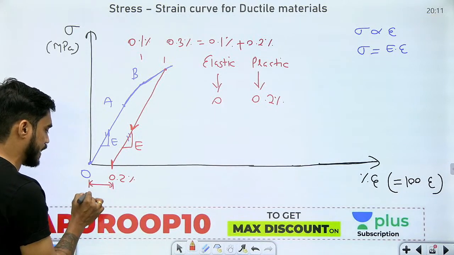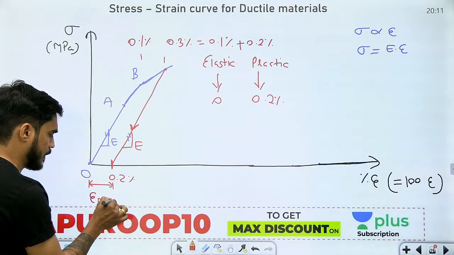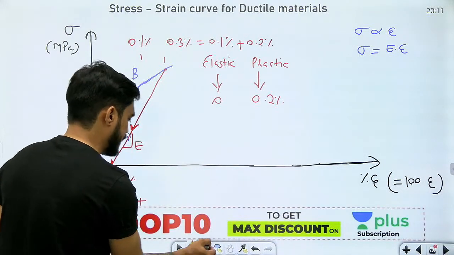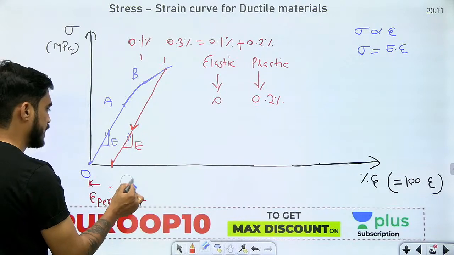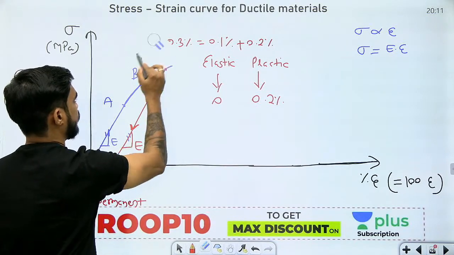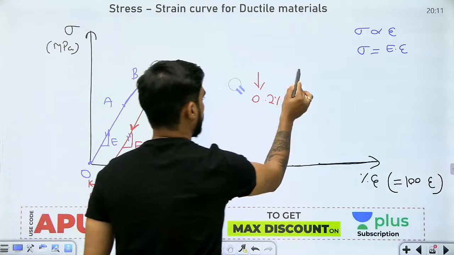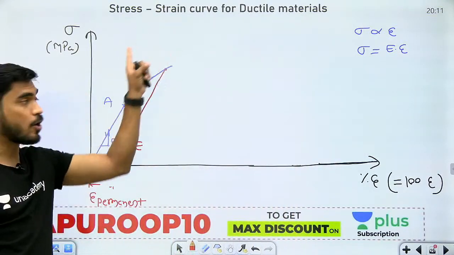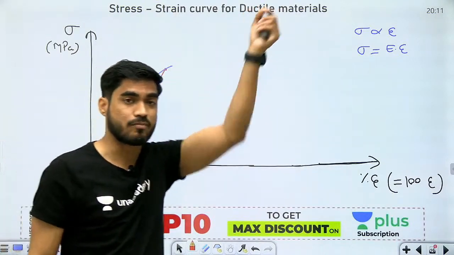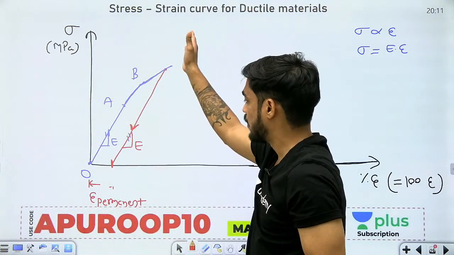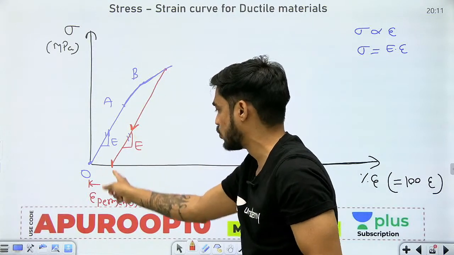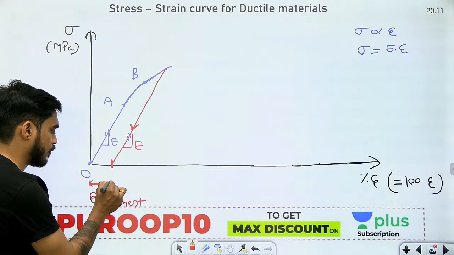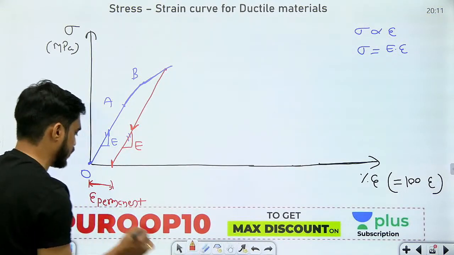So what is this representing? This is representing permanent strain. Do you understand this entire concept, what I am trying to explain to you? At any point, if I remove the load beyond point B, the curve will come back to this, and this deformation will be the permanent deformation.